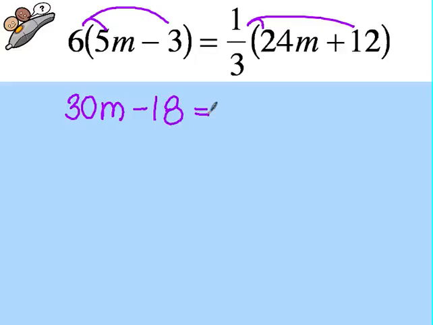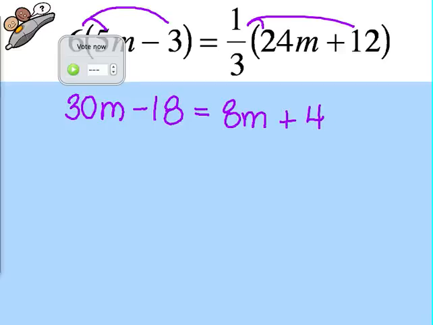Now when you have that 1/3 outside, I know some of you fractions just kind of throw you off. This is what you can do. 1/3 basically means divide by 3. So if you take 24m and you divide 24 by 3, what do you get? 8m, right? Now I'm going to do the same thing with the 12, because 12 times 1/3 is nothing more than 12 divided by 3. So what is 12 divided by 3? 4. I want you to finish that one for me.